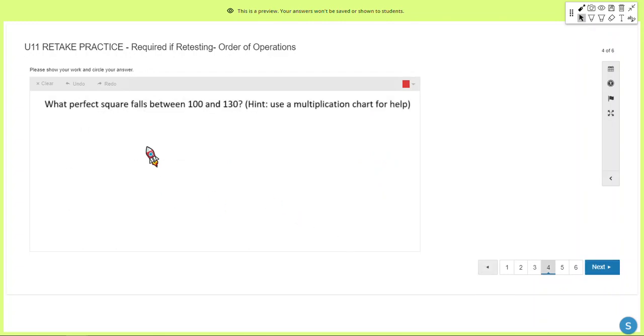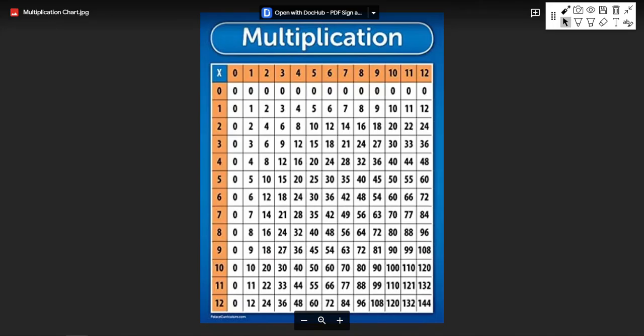Number 4, it says, what perfect square falls between 100 and 130? Hint, use a multiplication chart for help. So I'm going to pull up my multiplication chart and I'm going to say, okay, well, I know all my perfect squares are on the diagonal of the multiplication chart. And I want a perfect square that falls between 100 and 130. That was what the problem said.